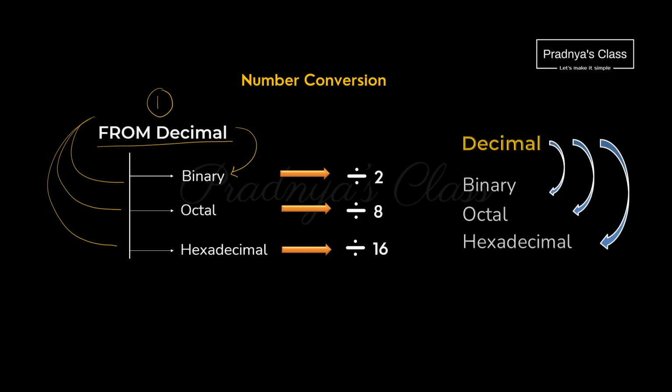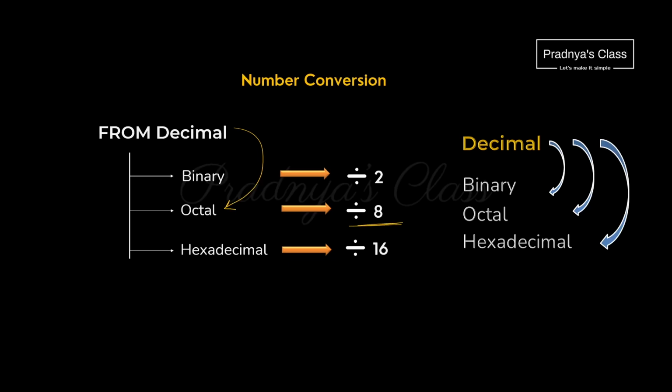What we need to do? We will be dividing the given number repeatedly by 2 and then we have to note down the remainders from bottom to top. In the same way, if the conversion is from decimal to octal, the base of octal number system is 8, so we will be repeatedly dividing by 8.